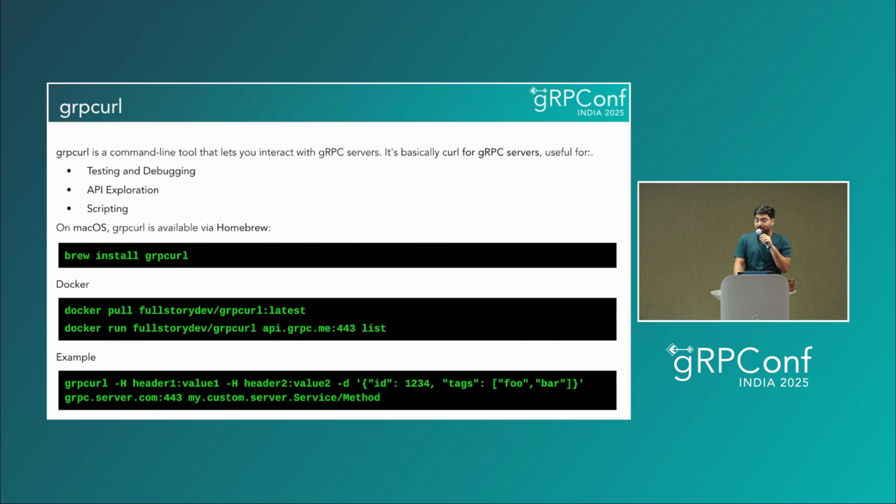It's amazing for API exploration. If a server has reflection enabled, you can just point and ask, hey, what all services and methods do you have? It will even show you the exact request and response schemas. And finally, since it's a command line tool, it's perfect for scripting. You can easily integrate it into your shell scripts for things like automated testing or health checks. Here's a quick example of how you can use it.